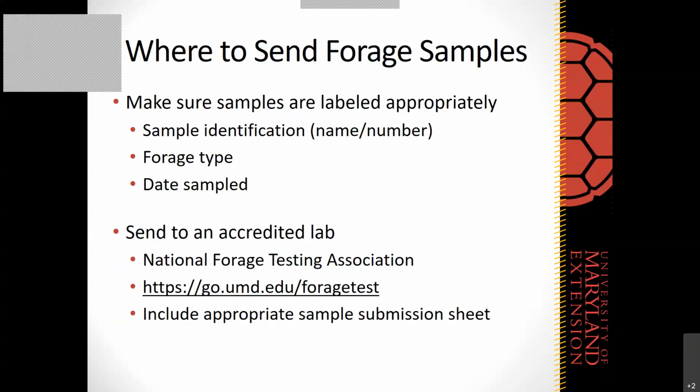And whichever lab you choose, all of the labs have some form of submission sheet. You'll have to go on their website and print off the submission sheet, and that tells them who to send the results to, what forage type it was, when it was sampled, if it's hay or pasture, and what type of analysis you're interested in. So don't forget to include that with your sample when you're sending it to the lab.